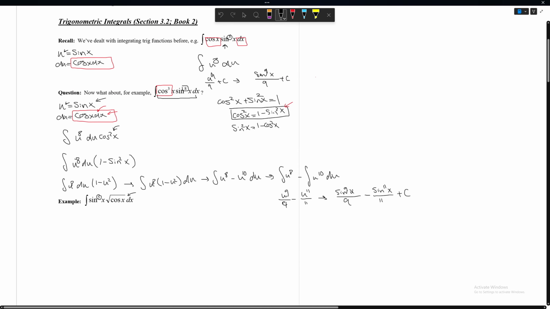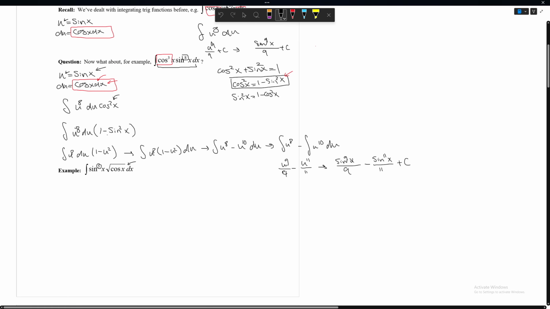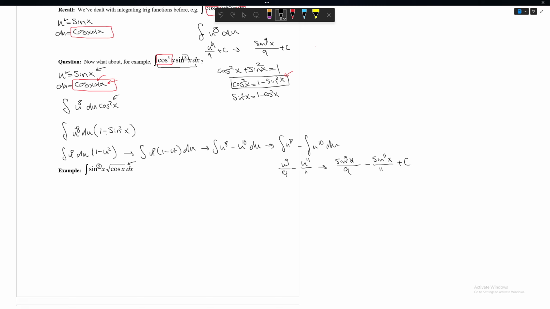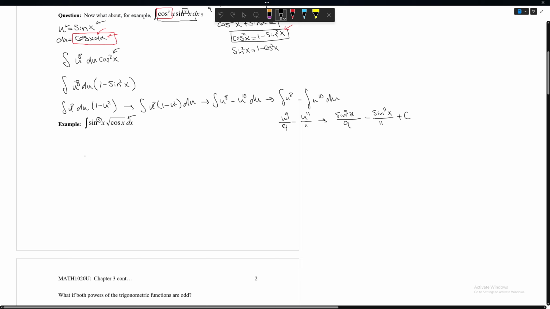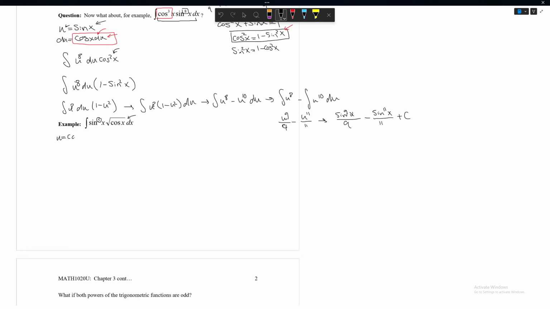Up here, she probably explains in the lecture, oh, if your sine is even and your cos is this, do that. And if your sine is odd and your cos is even, do that. I don't like memorizing stuff. I like to use more common sense. So if you see something weird, that's most likely your u. And so that's what we're going to do here. That cos looks weird, so I'm going to set it as my u.